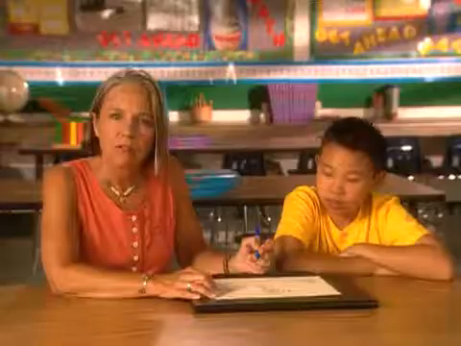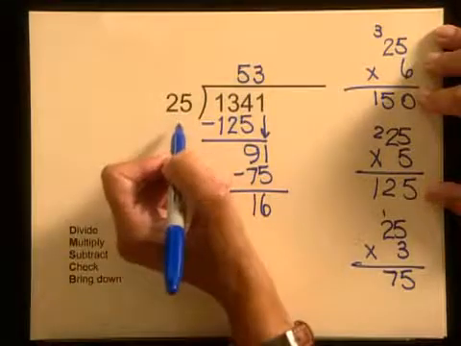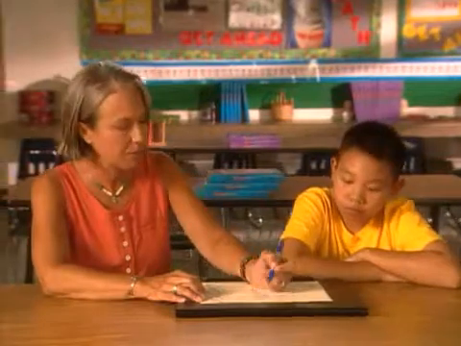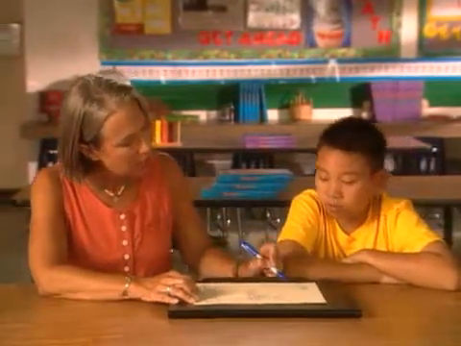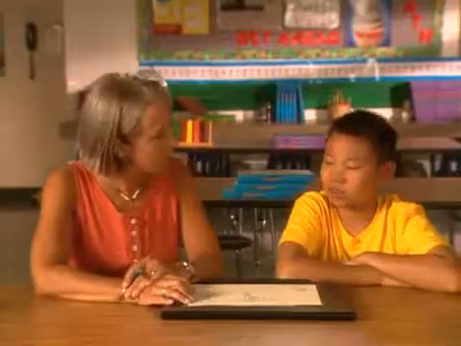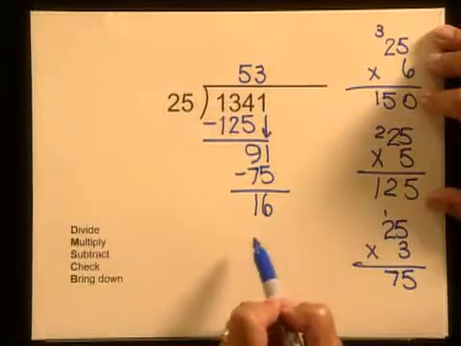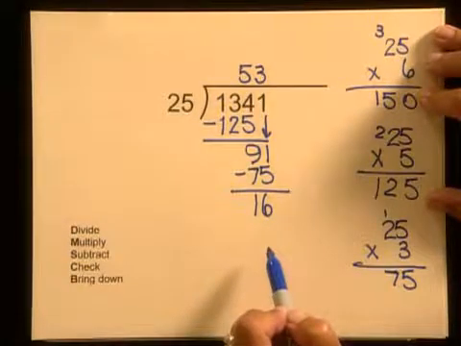16. Now we have to do our check. Let's make sure that the answer we got here is smaller than the divisor. Is it? Yes. All right, so we know 3 was the right number. Let's look at the last step. Bring down. No more numbers to bring down. So we're basically finished with this problem. We have 53 as our quotient, but we have a remainder of 16.